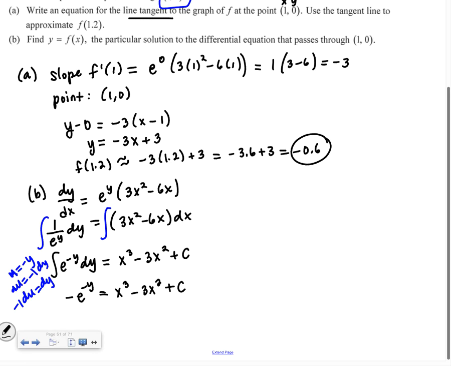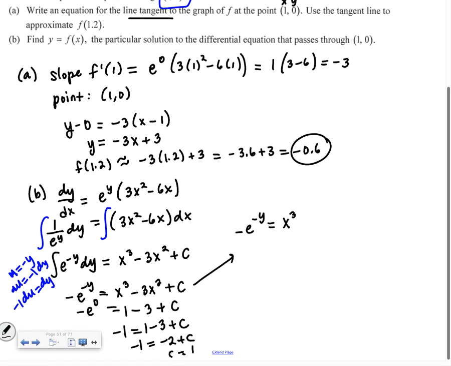Okay, and our point is 1, 0, so I'm going to plug in 1 for x, and 0 for y. So I get negative 1 equals 1 minus 3 plus c. So negative 1 equals negative 2 plus c. So c equals 1. And then I go back here, and I plug in. So I have negative e to the negative y equals x cubed minus 3x squared plus c. But my c is now replaced by 1. And I try to solve.